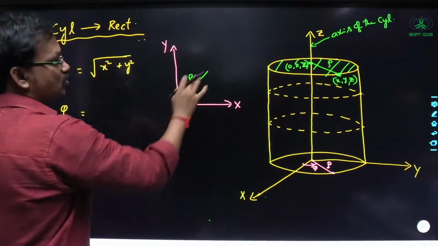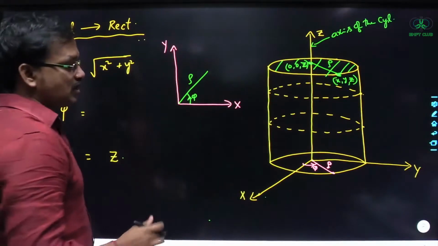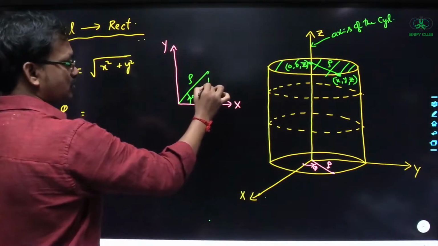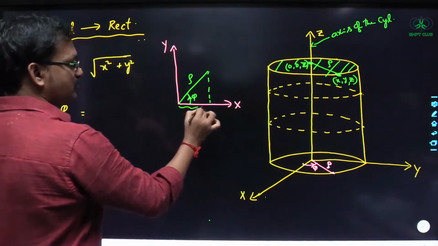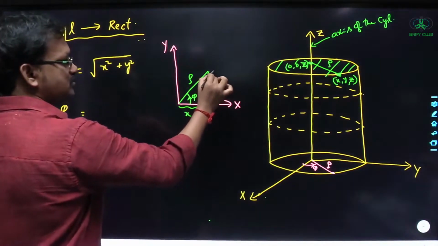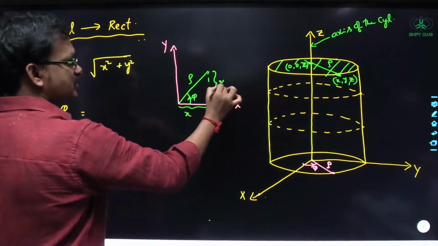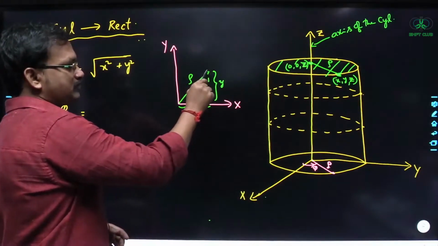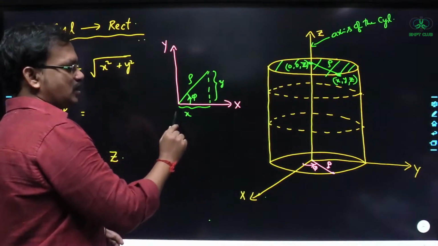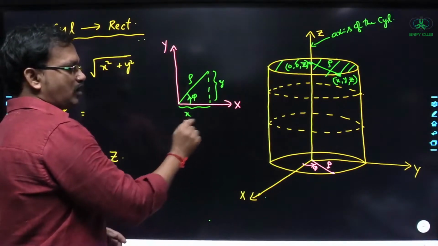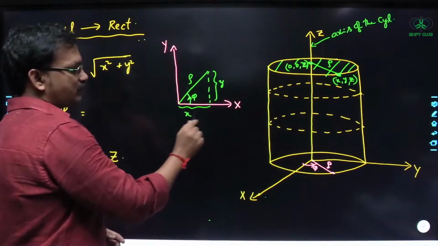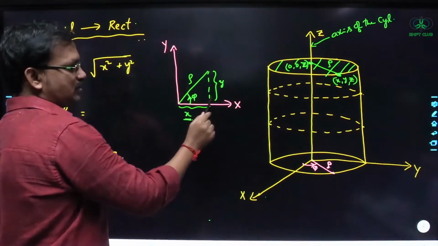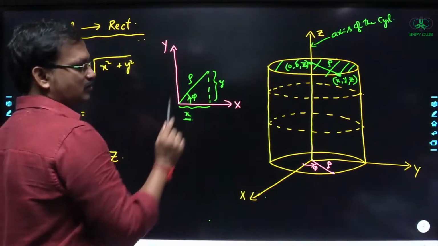So now you can resolve this rho into two components, one along x and another along y. If you drop the normal from the head of rho onto the x axis, you are going to get the component of rho along x. Let us say the component of rho along x is nothing but x, and this distance from here to here is nothing but y.